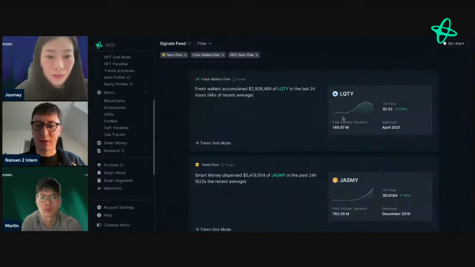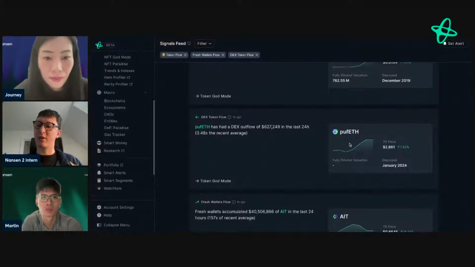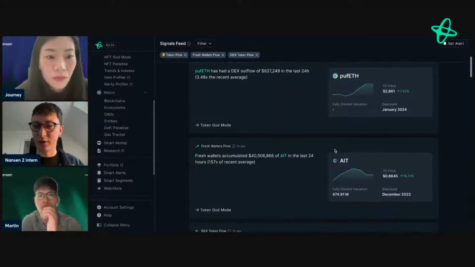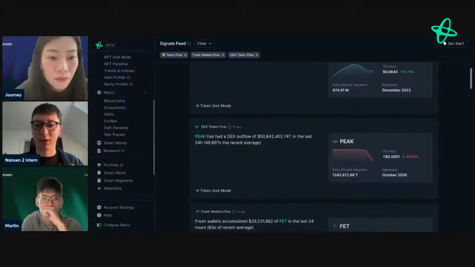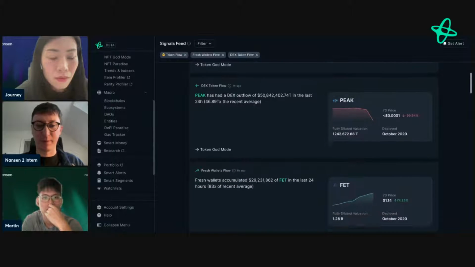But let's look at some other signals here, because I like the signals where you can maybe catch a movement early or maybe see an interesting token. So fresh wallet flow is interesting because you can see new addresses coming in trying to buy a coin. So maybe these are funds or an exchange or something along those lines that are doing some activity there.